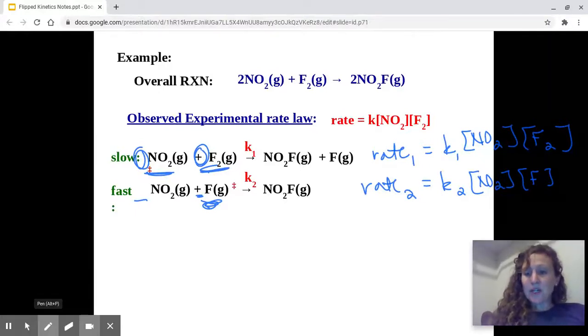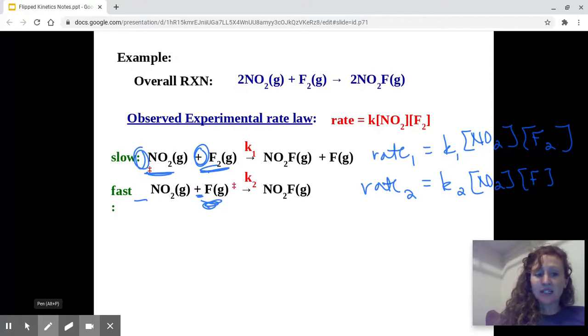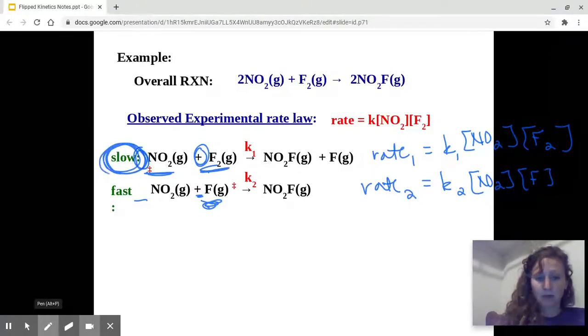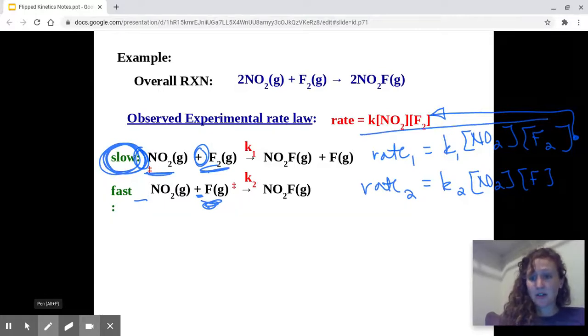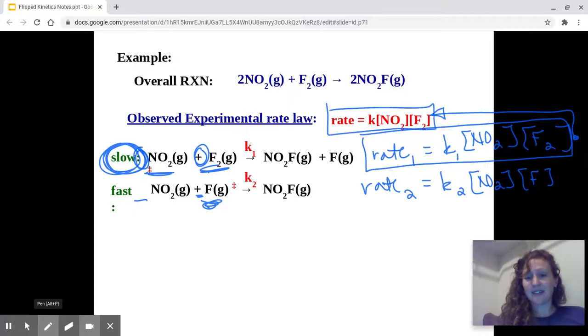Okay, so if we look at this slow step, this is going to be the rate determining step. So the rate law for this mechanism has to match the rate law overall. So does it, is the question. And if it does, then this is a possible mechanism. Again, we can't really verify and say, yep, this is the mechanism, but we can say, yeah, this could possibly be the mechanism. So does it match? Yeah, it does. The two match. So this is a possible mechanism.